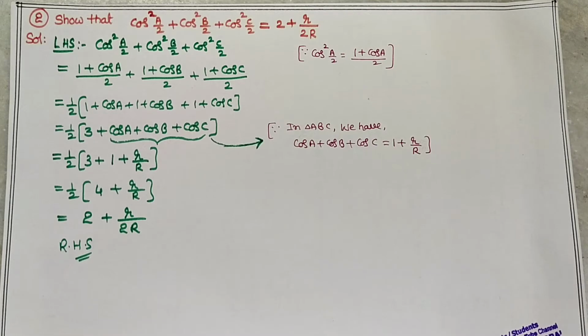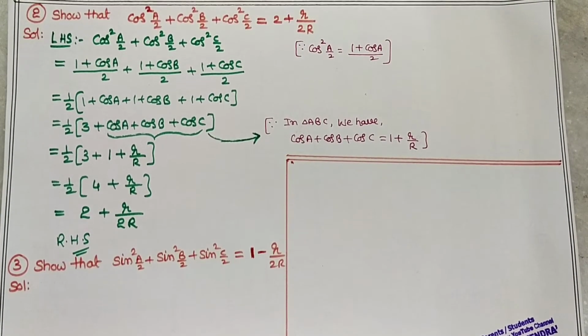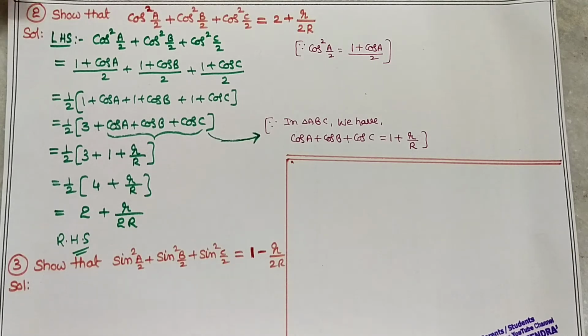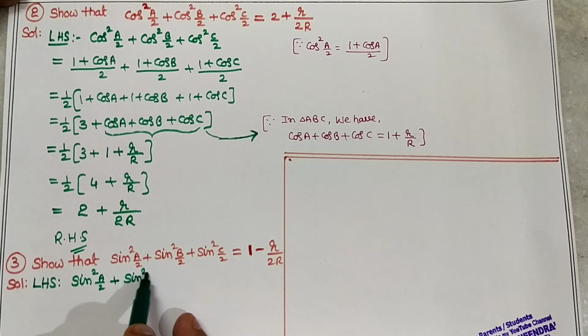We will move to the next question. Show that sin square A by 2 plus sin square B by 2 plus sin square C by 2 equal to 1 minus small r divided by 2R. See here, first consider LHS: sin square A by 2 plus sin square B by 2 plus sin square C by 2.